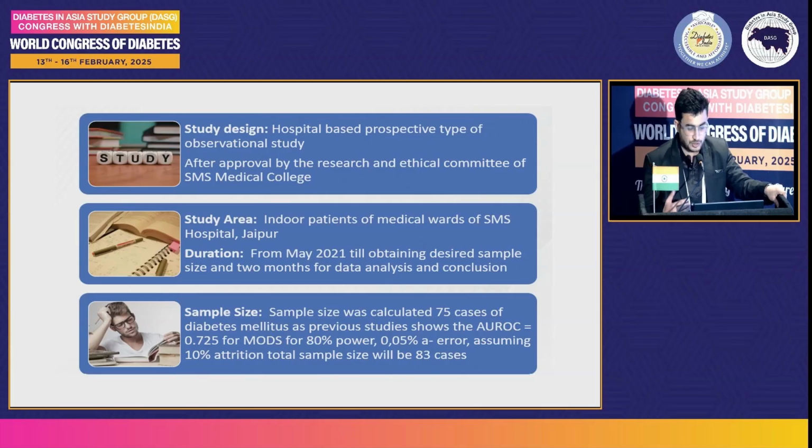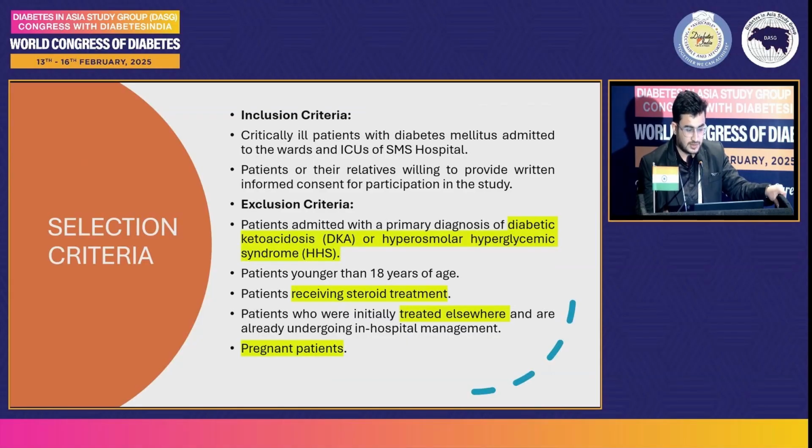This study was a prospective observational study. It was done in SMS hospital in ICUs and wards from May 2021 till the desired sample was achieved, and the total sample size was 83 with 10% attrition rate. The inclusion criteria included critically ill patients with diabetes who were admitted in ICUs and wards. Patients who had DKA, HHS, and received steroid therapy, and pregnant females were excluded from the study.